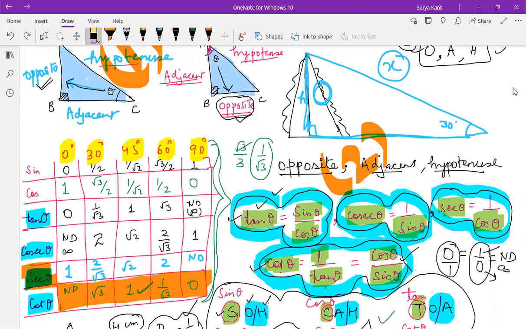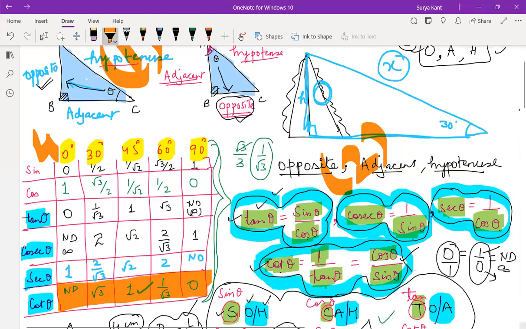So sine 0 is 0, so cosec 0 is 1 by 0, which is not defined. Sec theta is the reciprocal of cos theta. Again, cot theta is the reciprocal of tan theta. So this is the only concept, not much. This is the fourth concept.